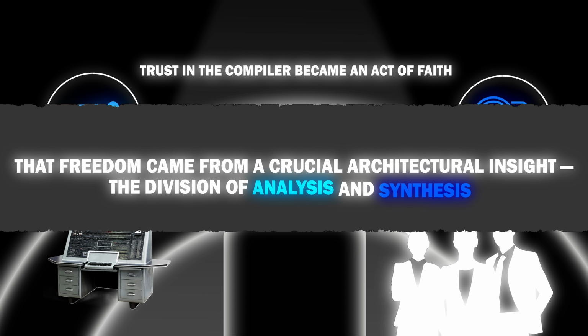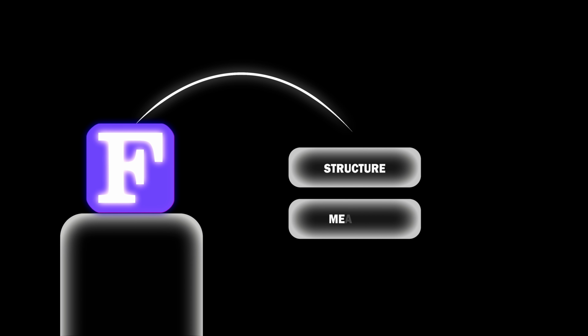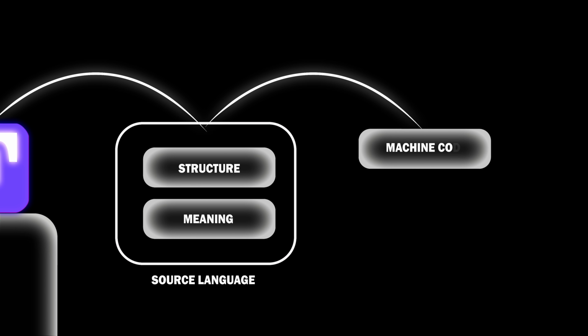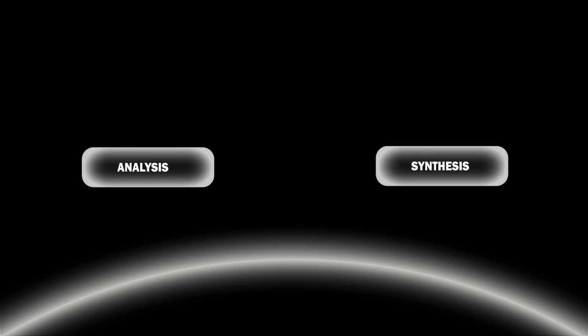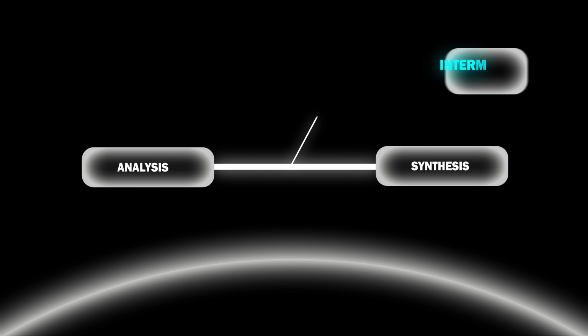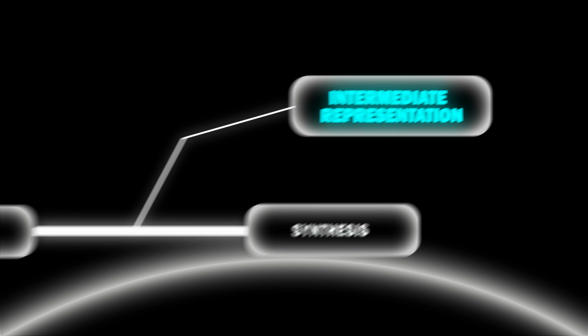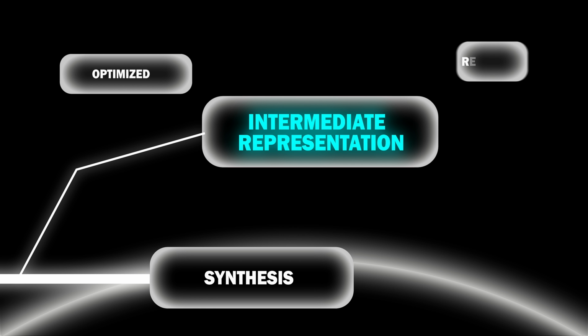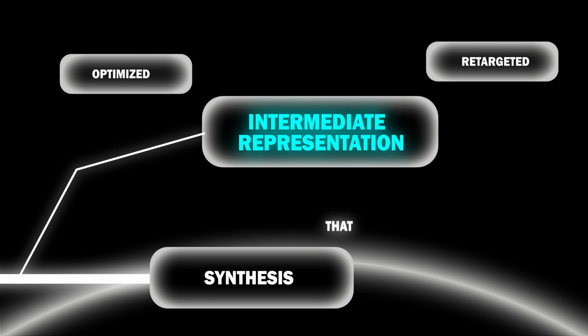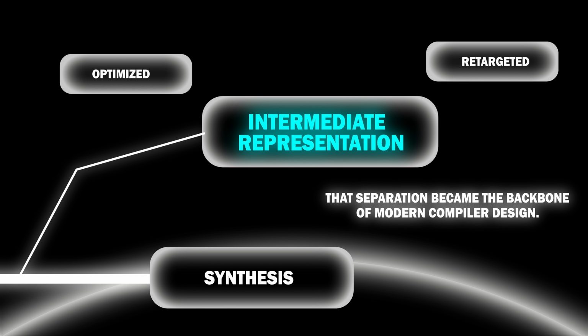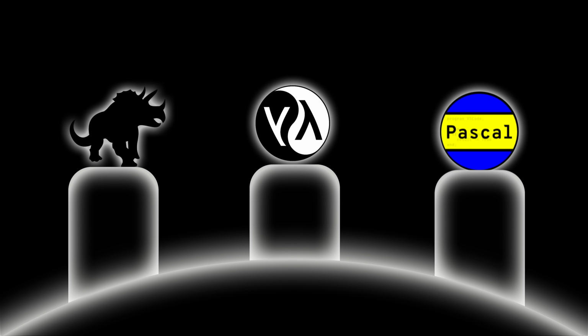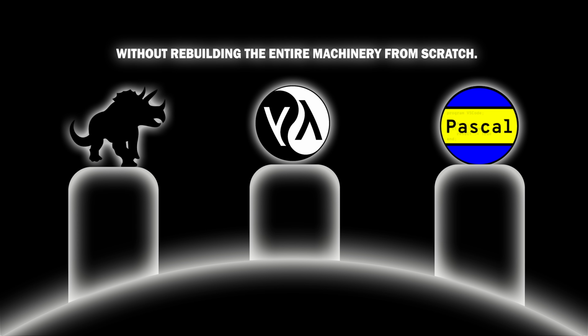That freedom came from a crucial architectural insight, the division of analysis and synthesis. The compiler would first understand the structure and meaning of the source language, then synthesize equivalent machine code. Between the two sat an invisible bridge, the intermediate representation, a neutral form of logic that could be optimized and retargeted to different machines. That separation became the backbone of modern compiler design. It allowed new languages to emerge without rebuilding the entire machinery from scratch.